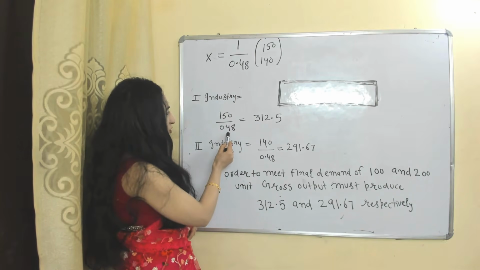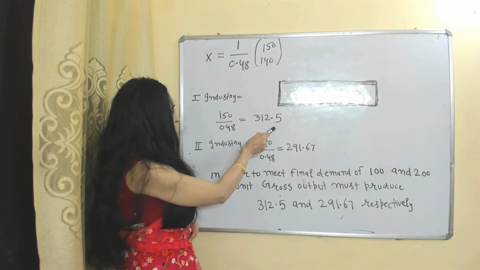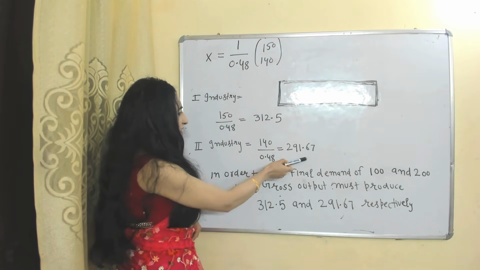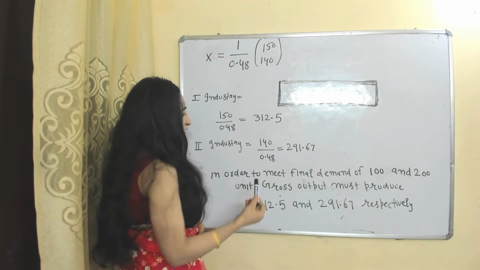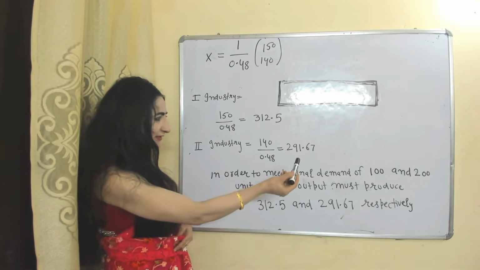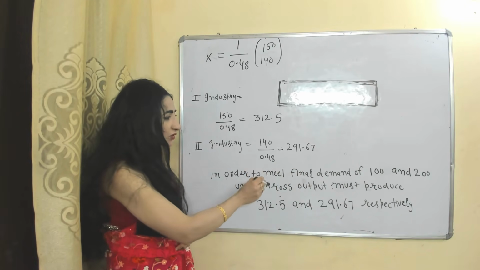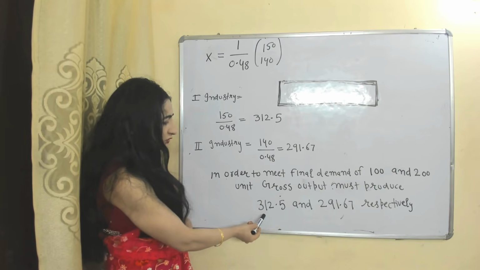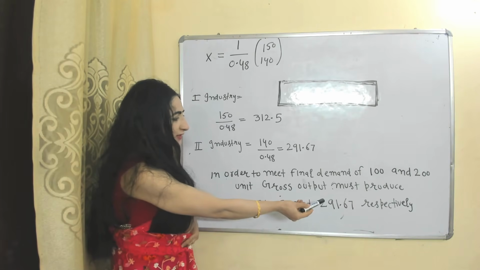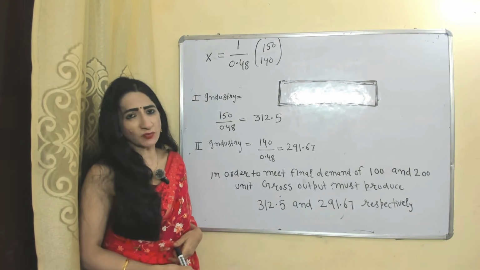So this is our final solution. 150 divided by 0.48 becomes equal to this one. 140 also divided by 0.48 becomes equal to this one. So we can say that in order to meet the final demand of 100 and 200 units, the gross output must be produced: 312.5 and 291.67. So this is all about today's video.